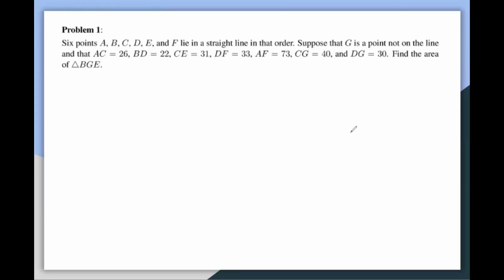Okay, so we have 2025 AIME 2. So problem number 1. The 6 points A, B, C, D, E, F are aligned in a straight line in that order. Suppose G is a point that is not on the line, and then we are given some segments. Find the area of BGE.